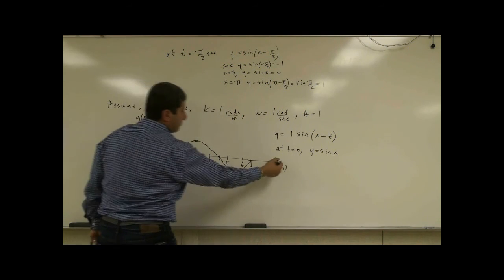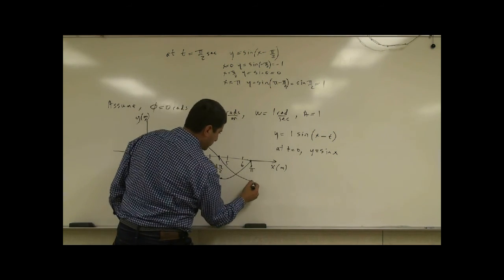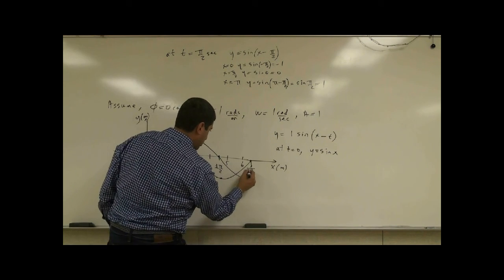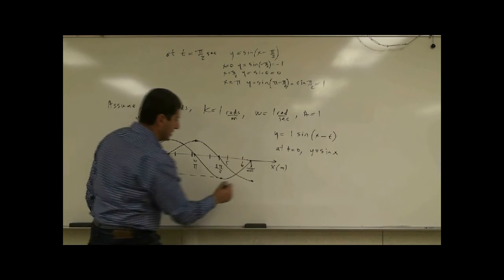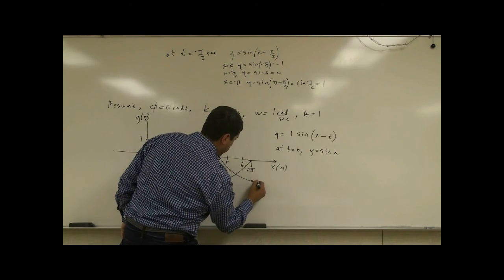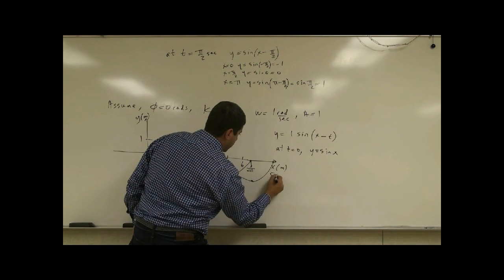And then if you add one more, that'll be 5 pi over 2, right? And this was 2 pi, right? So this was pi, I should have written here 2 pi. And then if you move over another pi over 2, you will have 5 pi over 2.